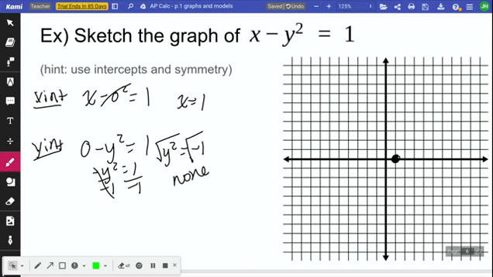All right, and then symmetry, what we're going to do is we're going to test. So if you kind of look at it, you can do a lot of this in your head if you have good number sense, and by the end of this, you will.